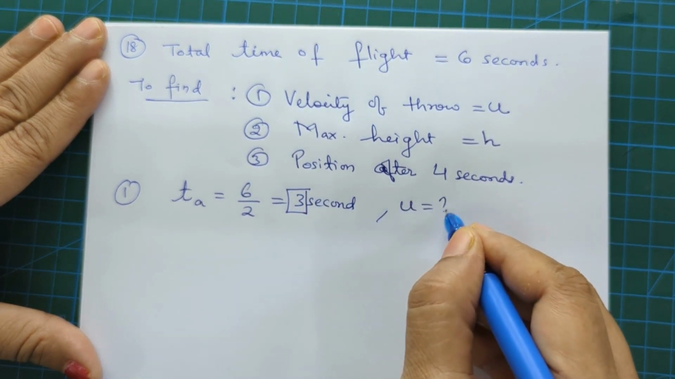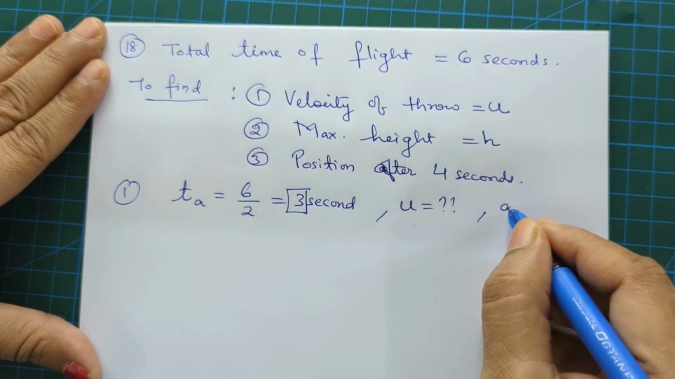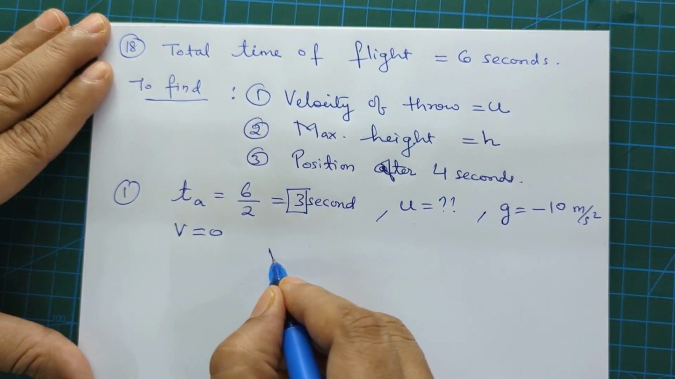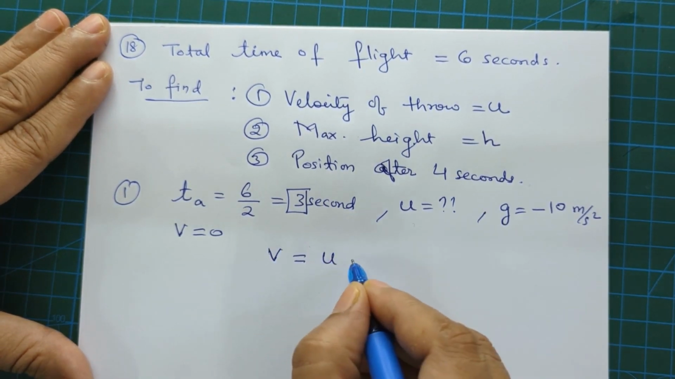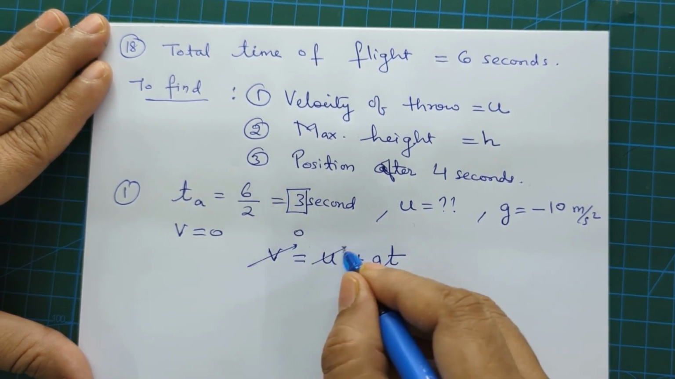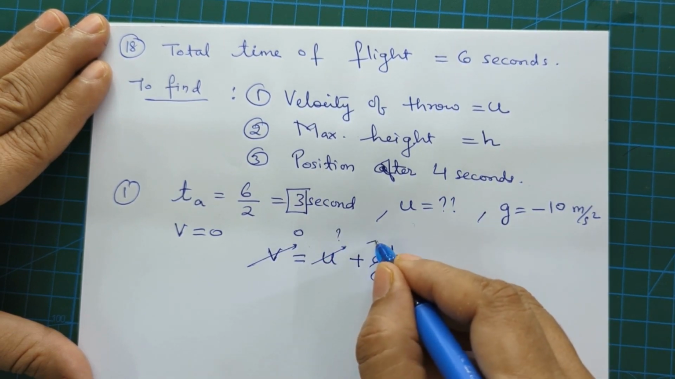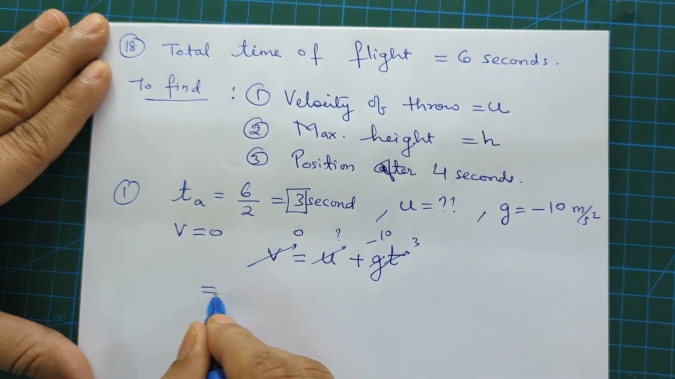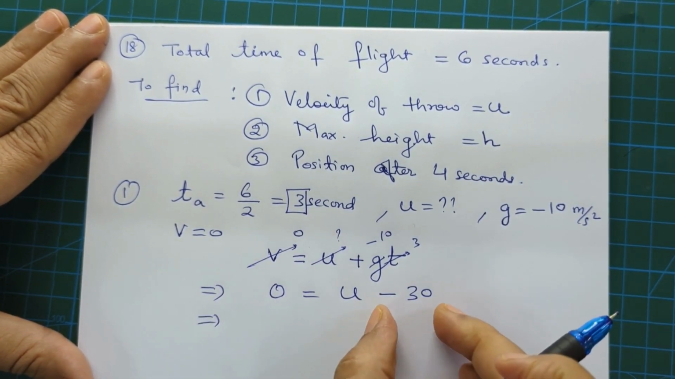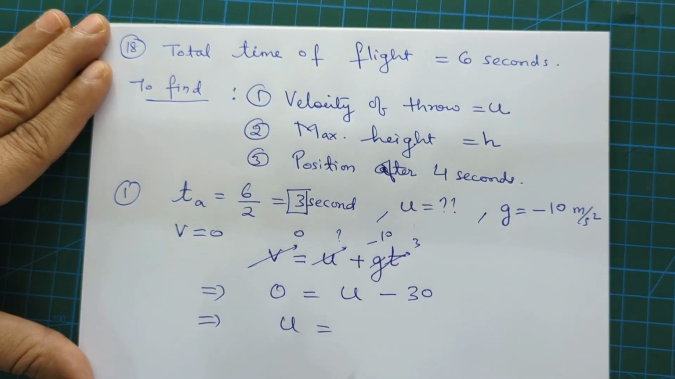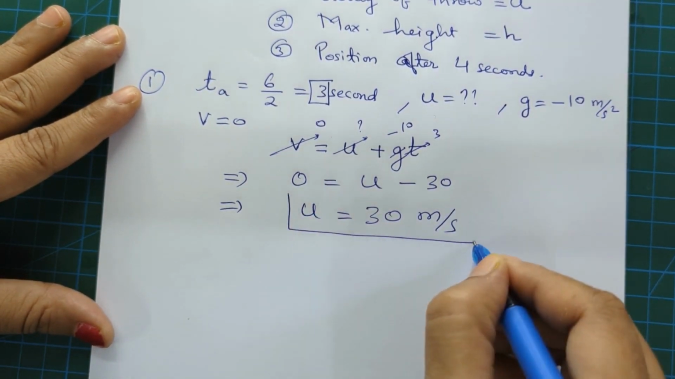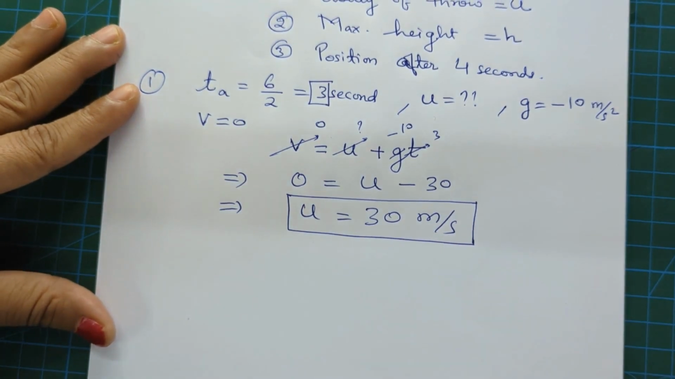With what velocity is it thrown? No idea. And what is the acceleration? It is actually deceleration, minus 10 meter per second square. So these all relate to the first equation of motion, v is equal to u plus at, but in this case it is gt. Final velocity is 0, initial velocity is our requirement, g is negative 10 and t is 3. So 0 is u minus 30. Transposing negative 30, we get the initial velocity of throw as 30 meter per second. So the ball was thrown upward with 30 meter per second speed.